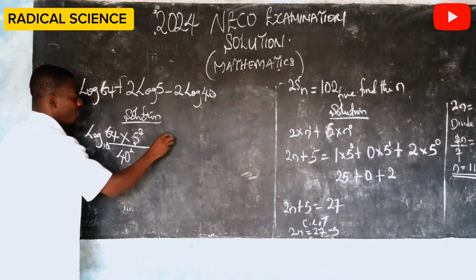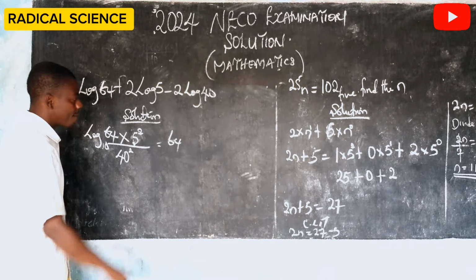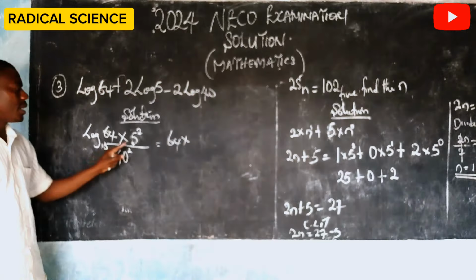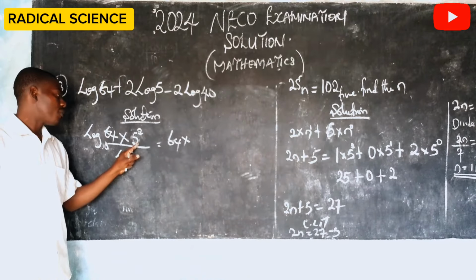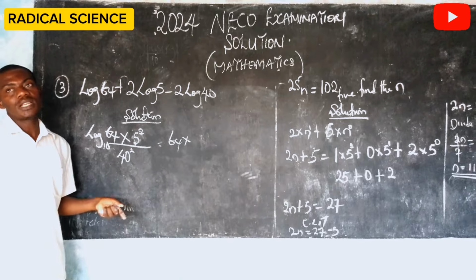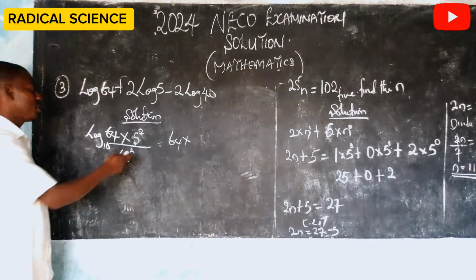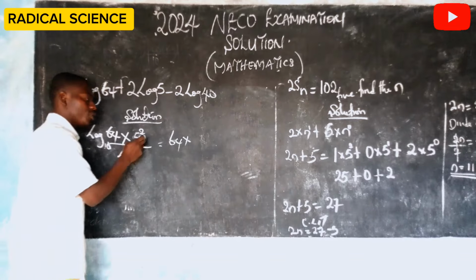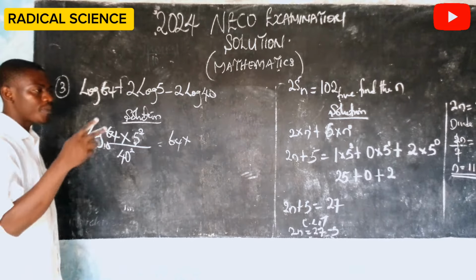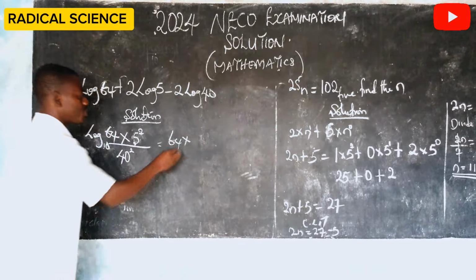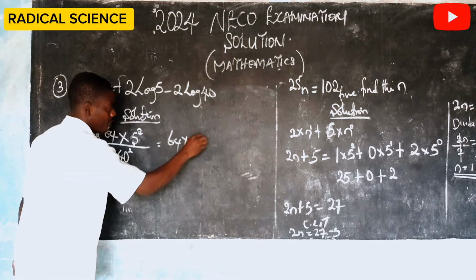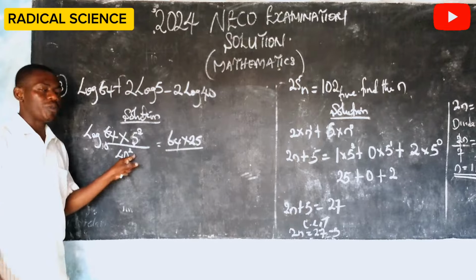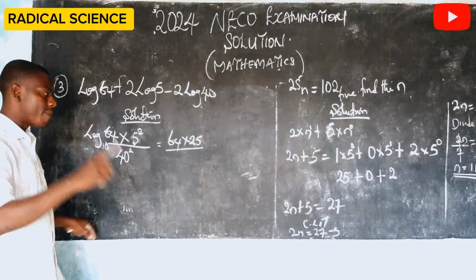Therefore, what I'm going to have is log 64 times, please, there's a mistake that students normally make when they have 5 raised to power 2. Some students will, students can be funny. They will say 5 times 2. Please, no. It's 5 raised to power 2. It means 5 multiplied by itself, which is 25. And we have 40 raised to power 2 means 40 by itself.